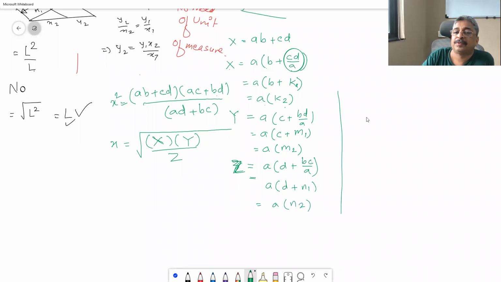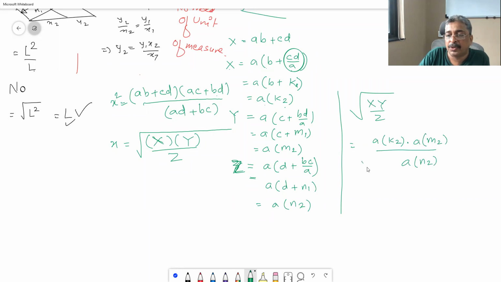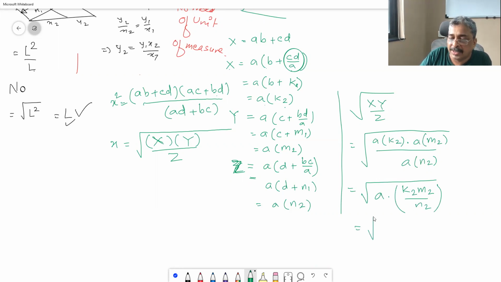So I am left with, I am supposed to find the square root of X into Y upon Z, equal to A into K2 into A into M2 upon A into N2. Square root of this. Yes. So A into A gets cancelled, one A gets cancelled. Therefore, radical A into K2M2 upon N2. Can you construct K2M2 upon N2? Yes. Therefore, A into P, where this bracket is P. Of course, we can construct A into P. And of course, we can take the square root of that. That is going to be our x.